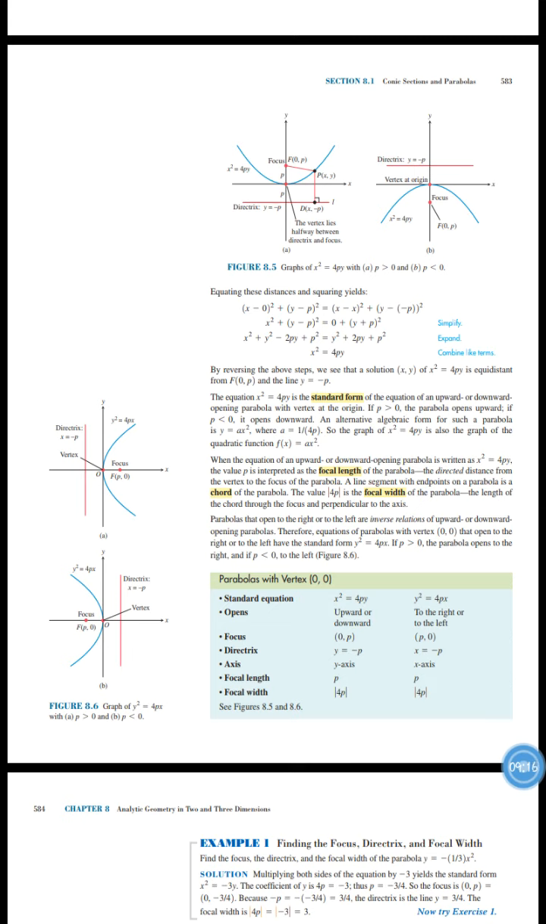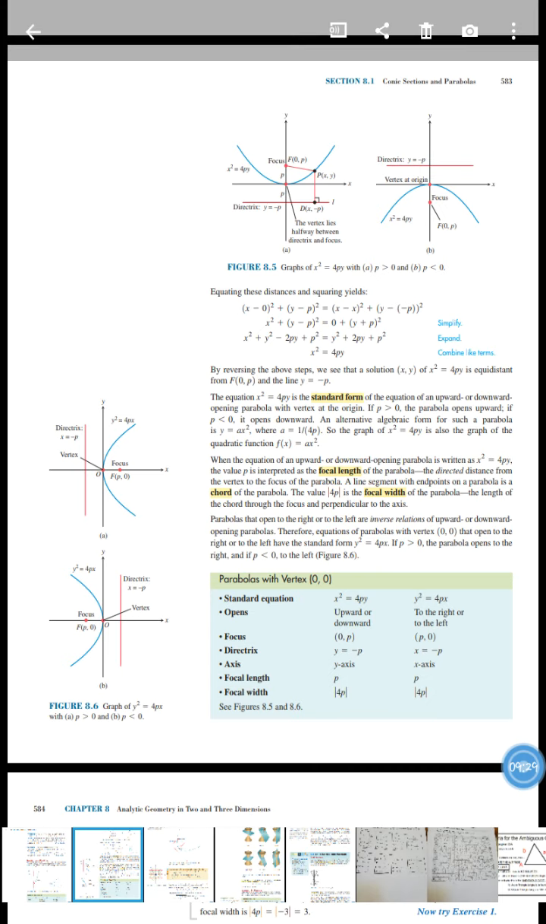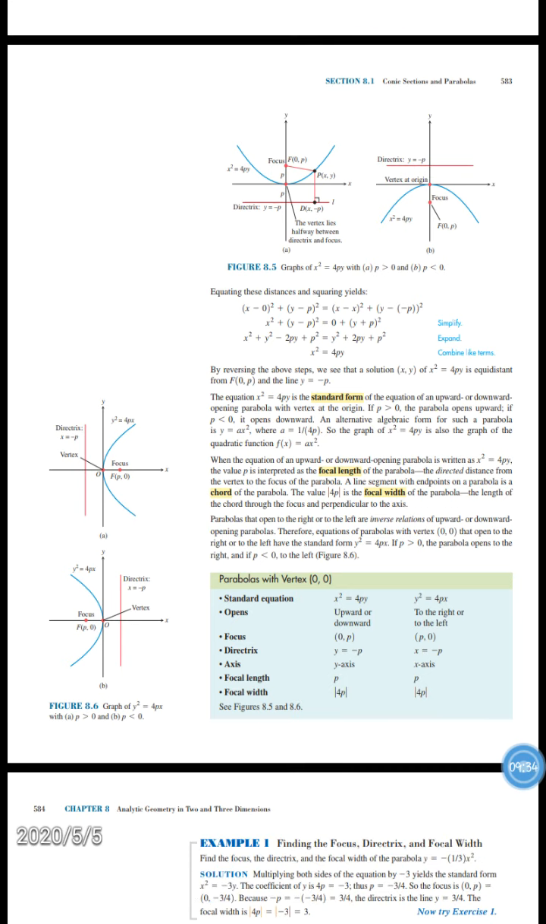A line segment with endpoints on the parabola is a chord of the parabola. The absolute value of 4p, we call it the focal width. Once you find p, you times 4, and then you put an absolute value around it. That's what we call the focal width, which means the length of the chord through the focus and perpendicular to the axis.